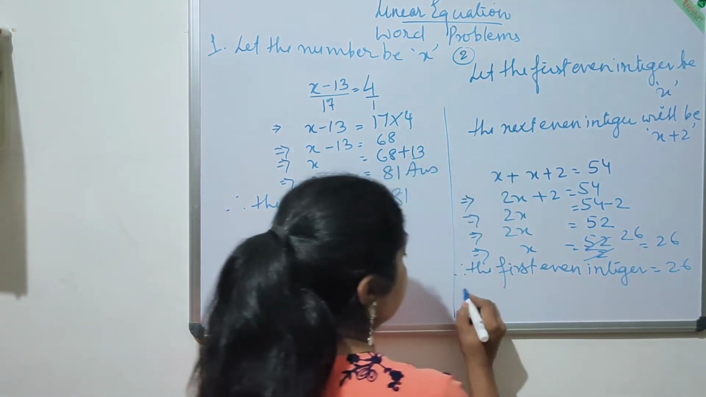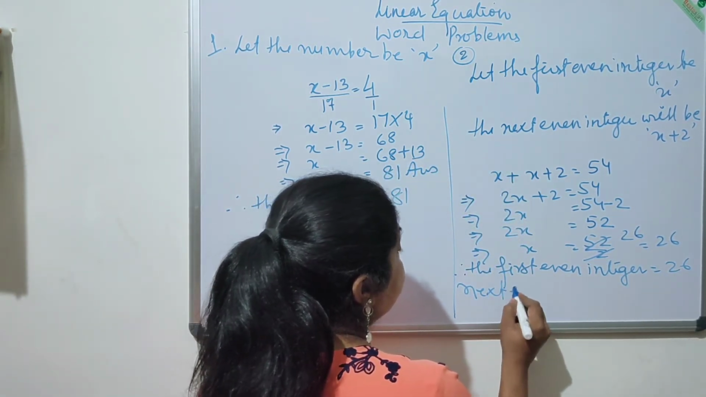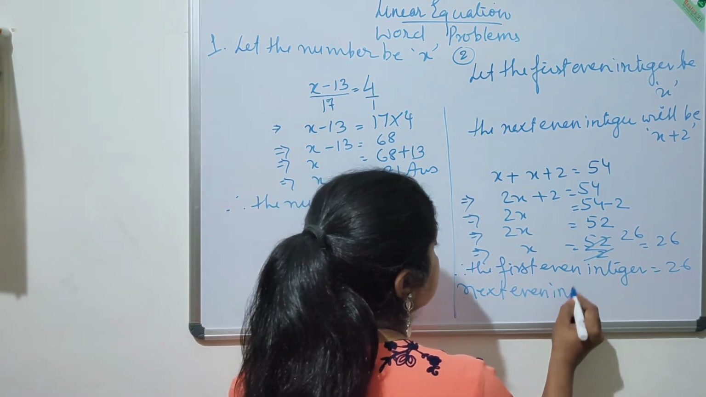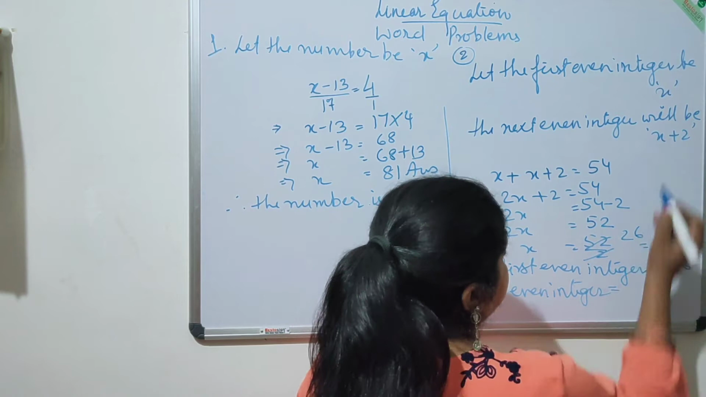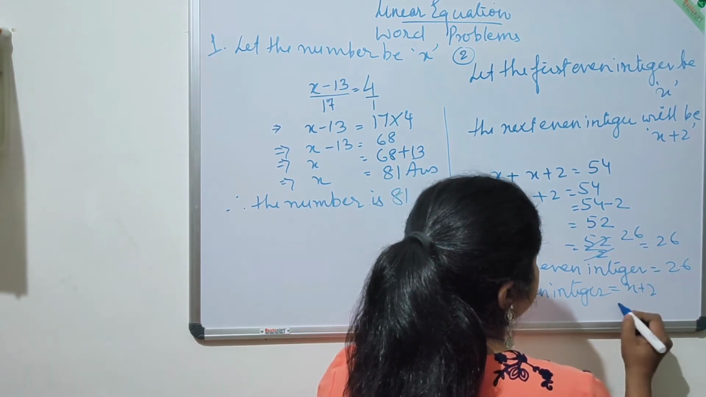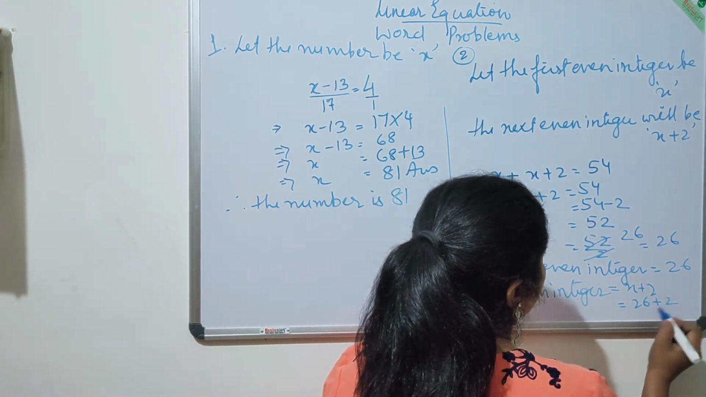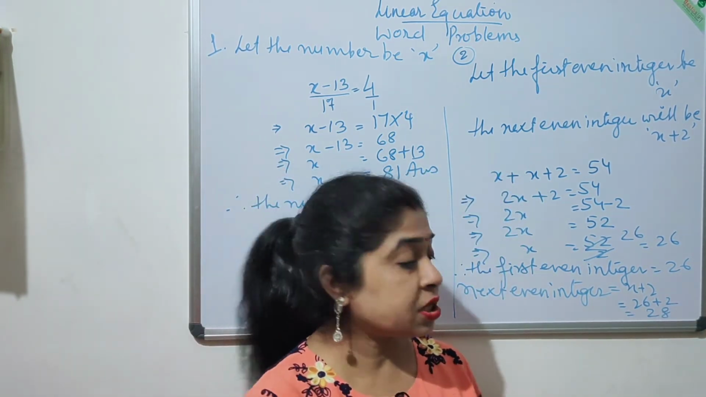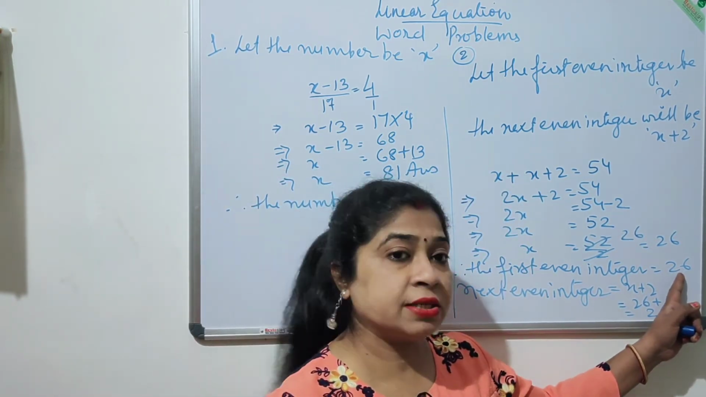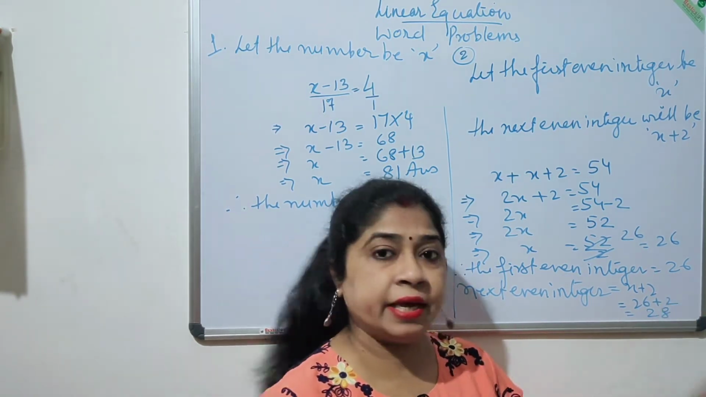26. The next even integer is x plus 2. That means 26 plus 2, 28. So what are the two even integers? The two even integers are 26 and 28.